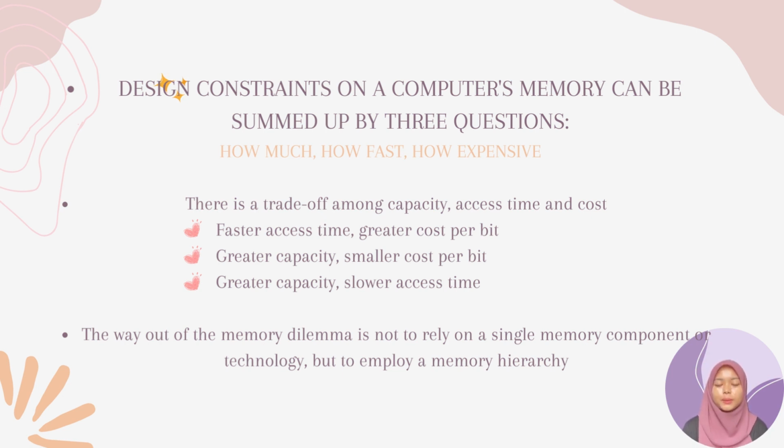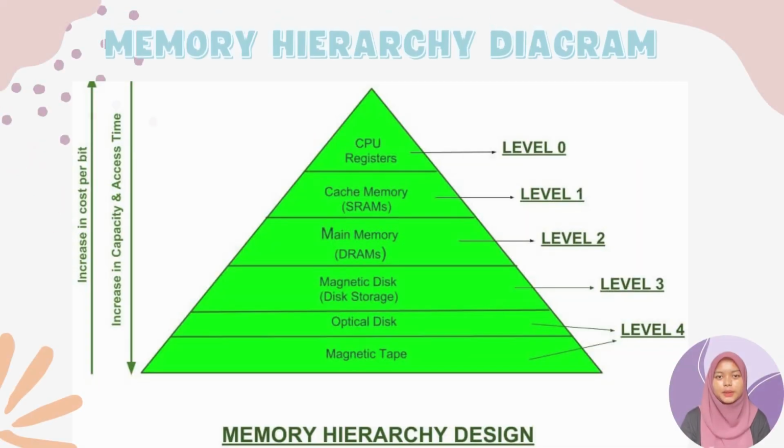The way out of the memory dilemma is not to rely on a single memory component or technology, but to employ a memory hierarchy. Now, I will introduce you to a memory hierarchy diagram. As you can see, at the top of the pyramid, we have level 0, which is the CPU. Next, at level 1, we have cache memory, and continuing with level 2, which is the main memory. Next, at level 3, we have magnetic disk. Lastly, at the bottom of the pyramid, we have level 4, which is magnetic tape.